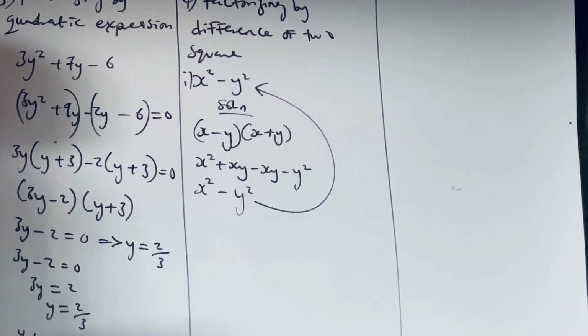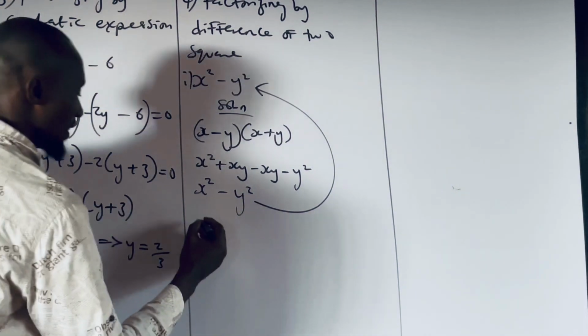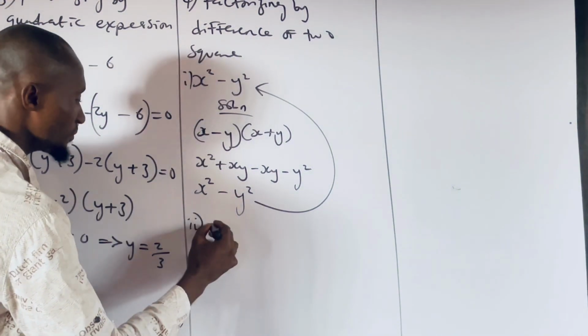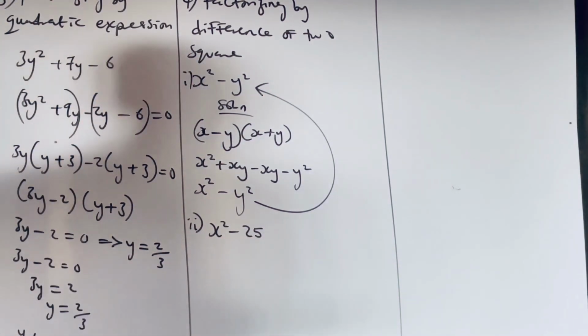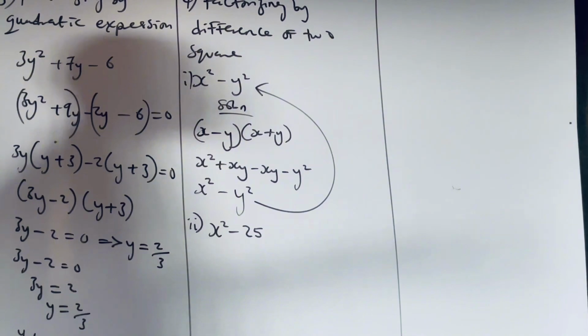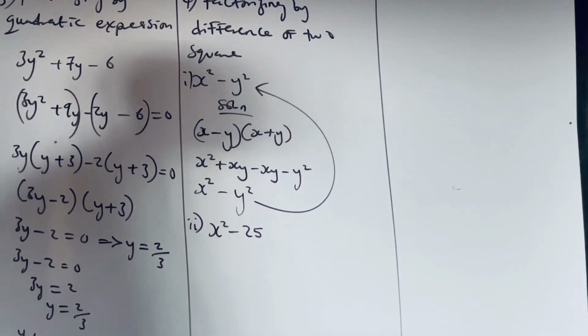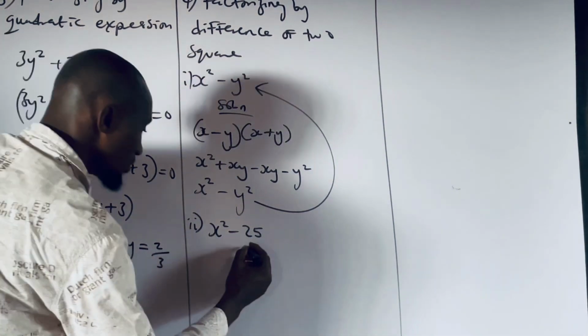That is difference of two squares. Second example, we have x square minus 25. Observe that we are given 25 here, but you need to know that 5 square is equal to 25. So what do you do?